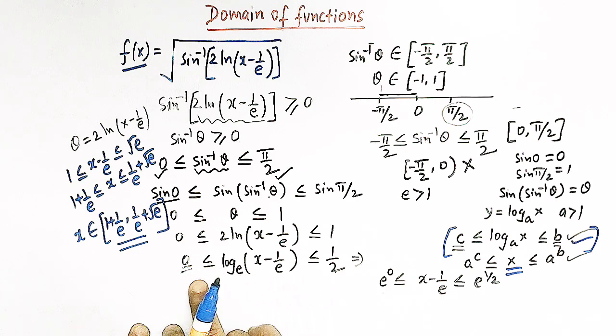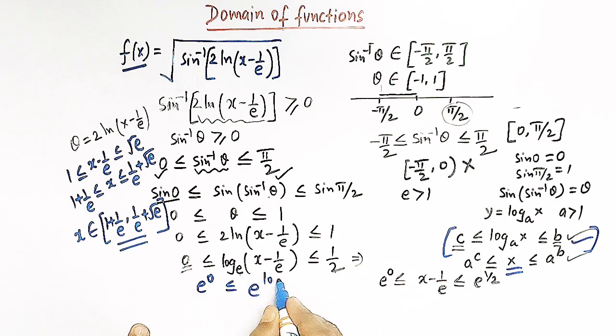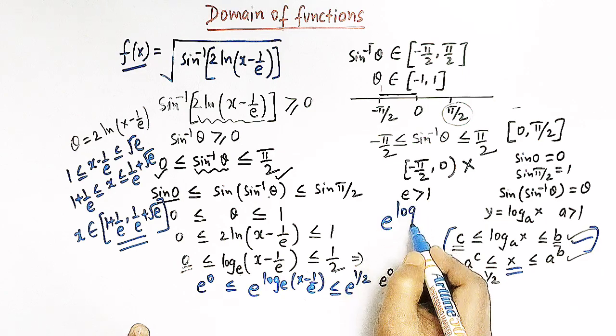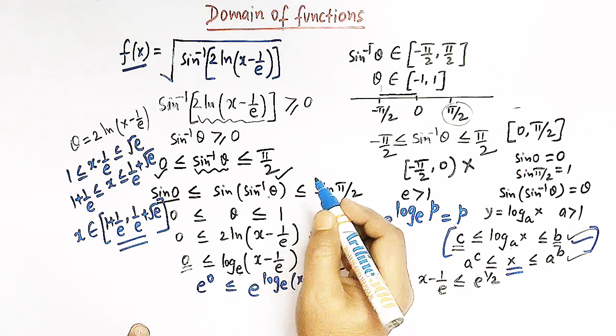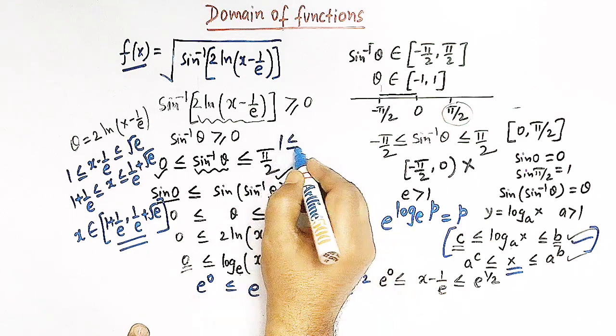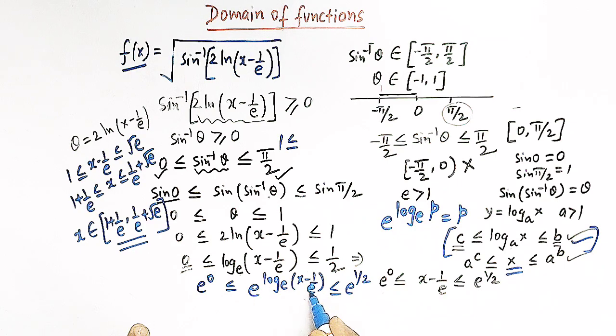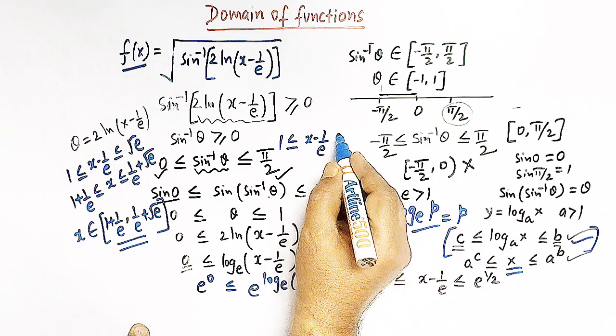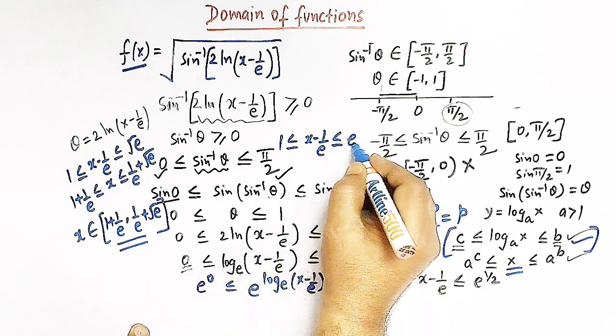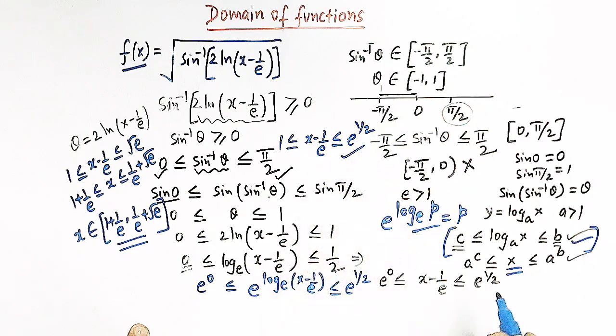But here we can directly solve this inequality by raising all the three numbers to the power of e. So we can also write it like this: e raised to 0, then e raised to log of x minus 1 over e to the base e, and here we have e raised to half. Using this result, e raised to log of p to the base e is equal to p, for p we have x minus 1 over e. So we can now write e raised to 0 is 1, then e raised to log of x minus 1 over e to the base e, which is simply x minus 1 over e, and here we have e raised to half, that is e raised to 1 over 2. So this inequality is same as this one.